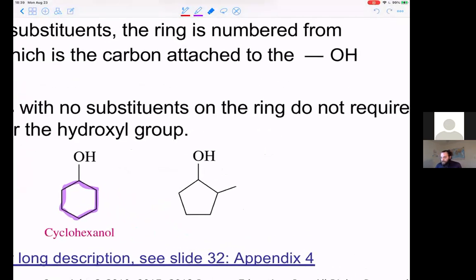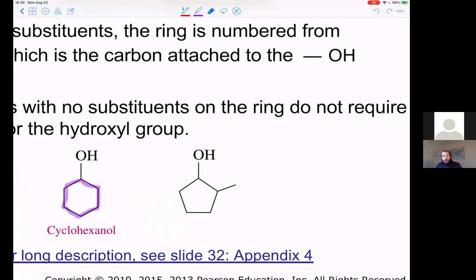But then as soon as we get more substituents on there, we do have to indicate the position with the numbers. Note that you're always going to start numbering from the OH group. So similar to an alkene where we prioritize that over the other functional groups and gave it the lowest number, alcohol groups are special like that too.